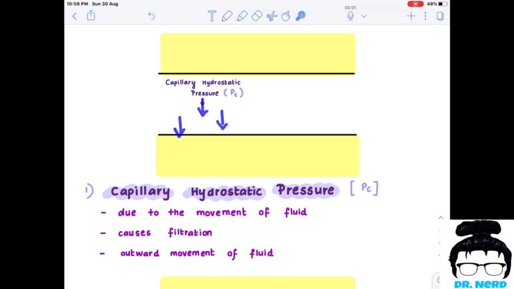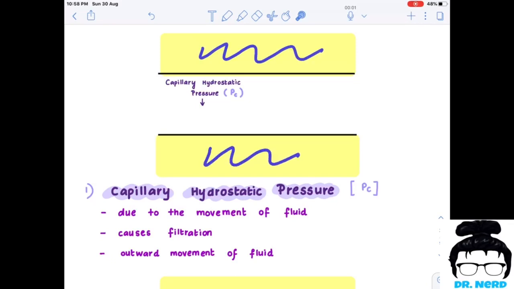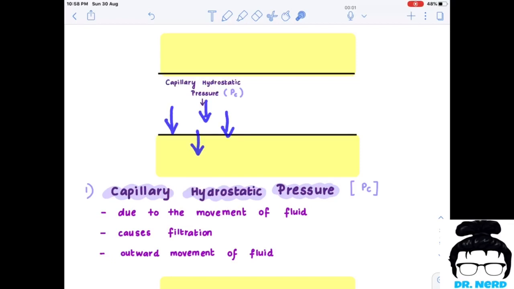If I consider this part to be the capillary and the one highlighted with yellow as my interstitial fluid, the capillary hydrostatic pressure tends to push fluid from the capillary to the interstitium because you can see it is acting in this direction. So it is responsible for outward movement of fluid, and we can denote the capillary hydrostatic pressure with the symbol Pc. It causes filtration by pushing the fluid outside.